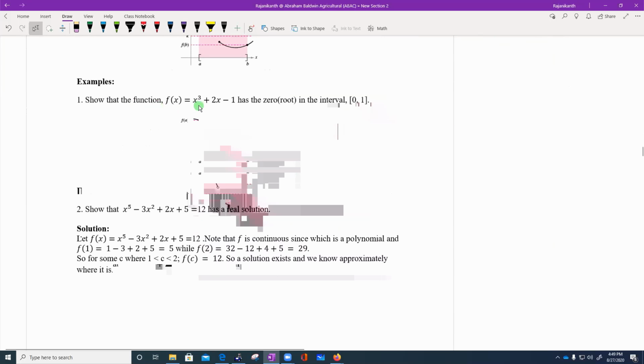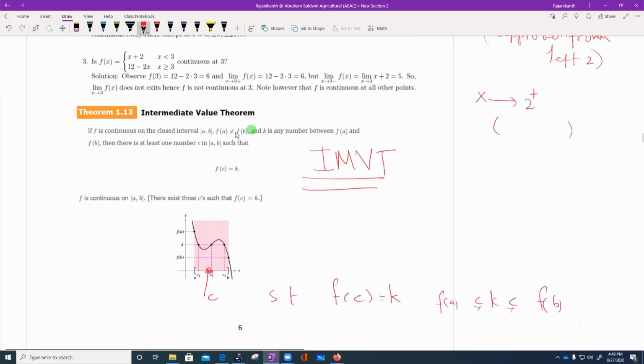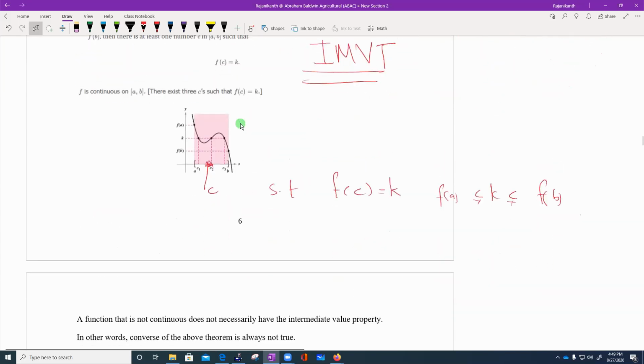So that the function f(x) has a real root, 0 means root, in the interval. You are given a function f(x). So you need to show that there is a solution for this equation. In other words, we could find one real value x for this function. So simply use that intermediate value theorem.